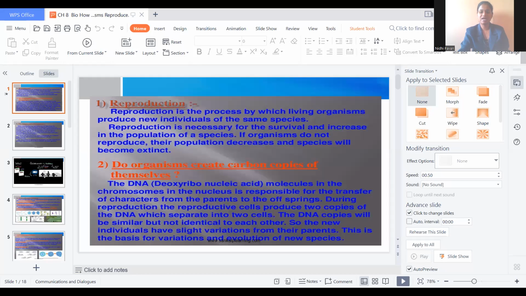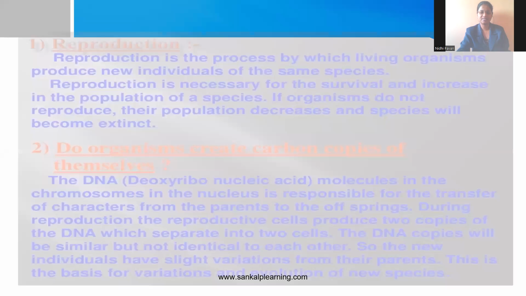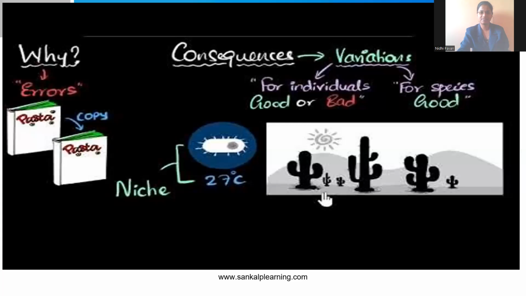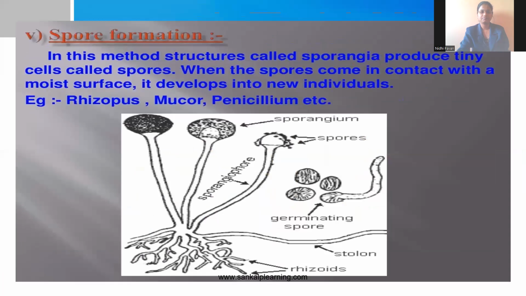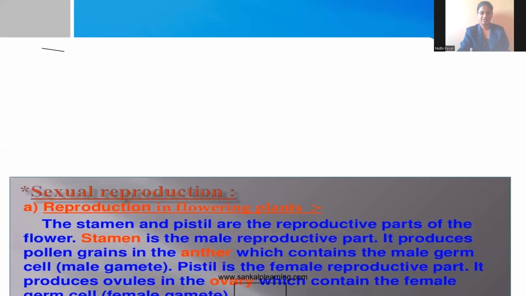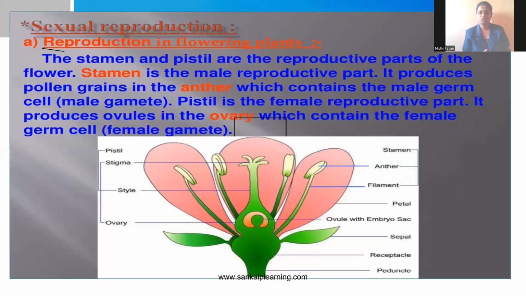Today we are going to deal with the concept of sexual reproduction. As you all know, sexual reproduction means there will be a fusion of gametes, guys. So there will be a fusion of gametes and the offspring will be from two parents, right? Fine. So in sexual reproduction, we are going to discuss first regarding reproduction in flowering plants.